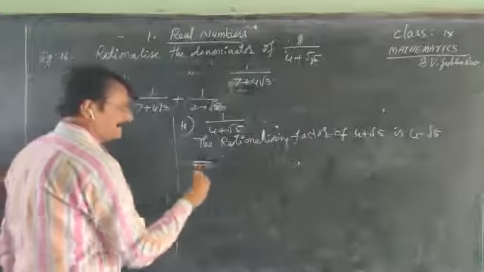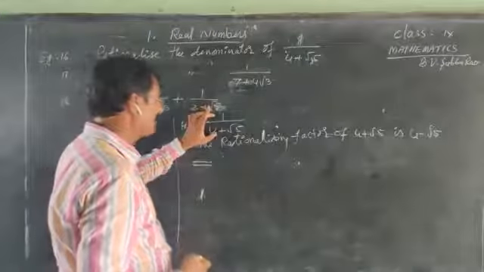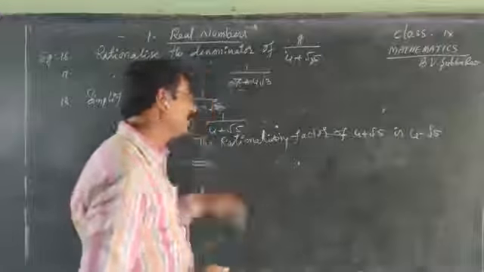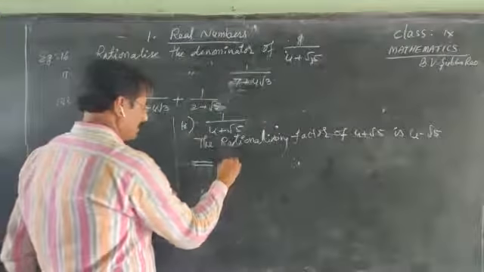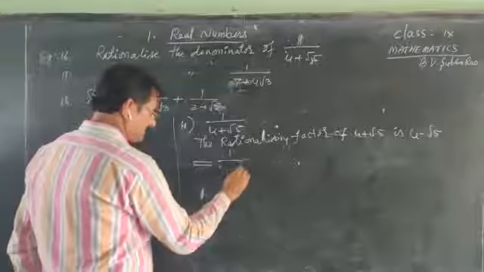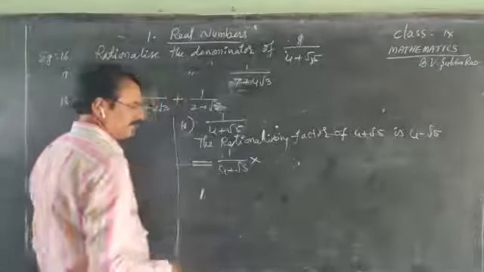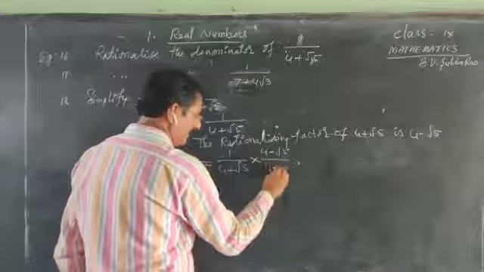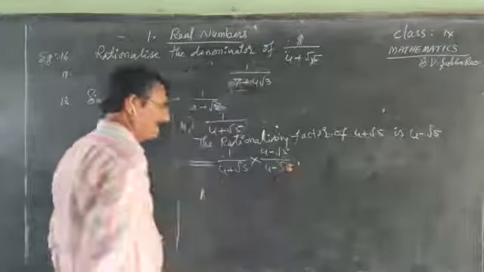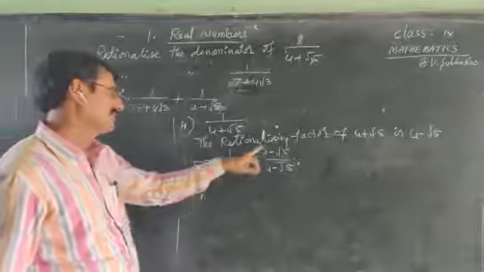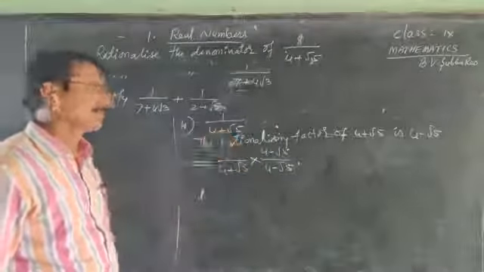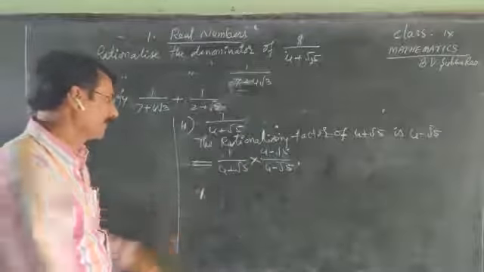Now multiply this fraction with the rationalizing factor, both numerator and denominator. 1 by 4 plus root 5 is the given sum, into 4 minus root 5 by 4 minus root 5. Multiply the given fraction with the RF, RF being nothing but the rationalizing factor, in both numerator and denominator.